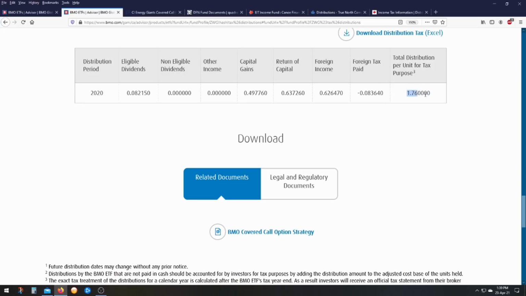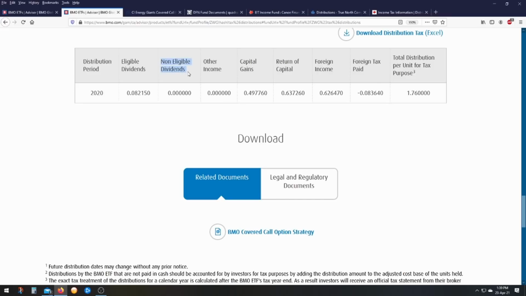So out of the $1.76, only 8 cents is eligible dividends, and this makes complete sense because there's a very, very small amount of Canadian dividend stocks in this fund. Non-eligible dividends, other income, here we go. Capital gains, 49 cents out of the $1.76 will be considered capital gains, which is taxed better than eligible dividends. 63 cents return of capital, and 62 cents foreign income. So this would pretty much be non-eligible dividends.